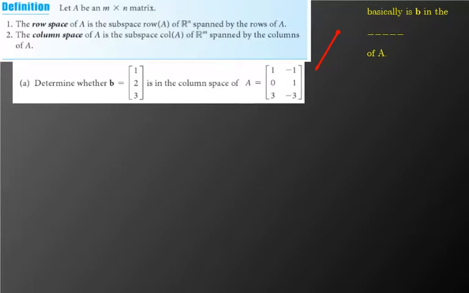So think row space, think domain, okay? And column space, think range, right? And actually when we write a matrix, like an n by n matrix, the amount of rows you have is related to where you end up, and the columns are where you start off.